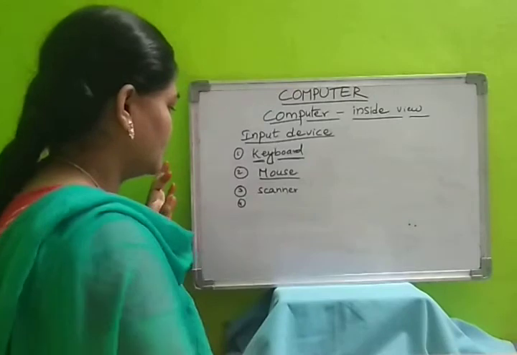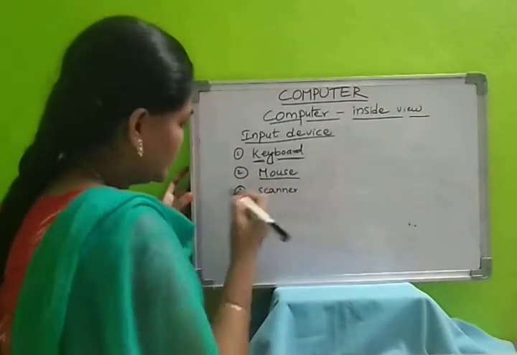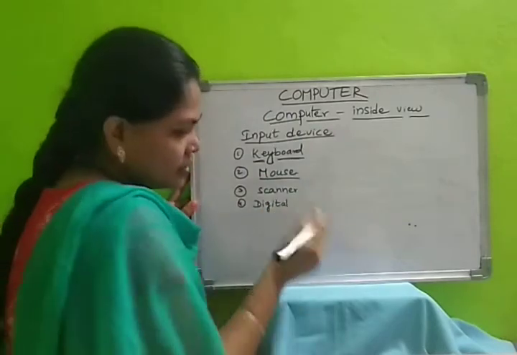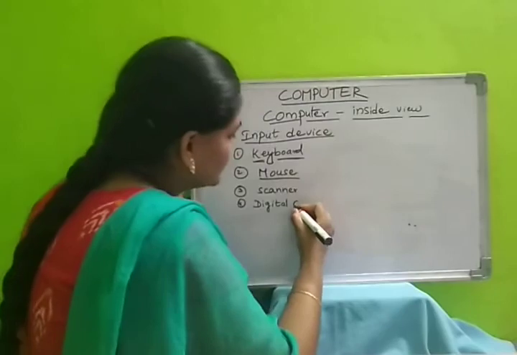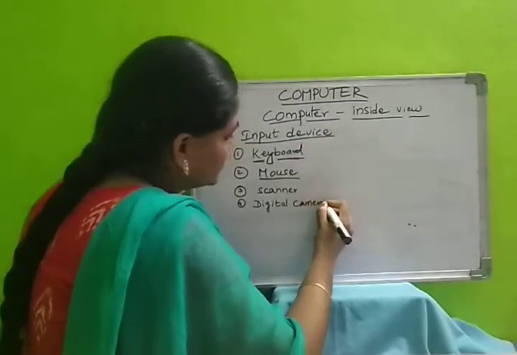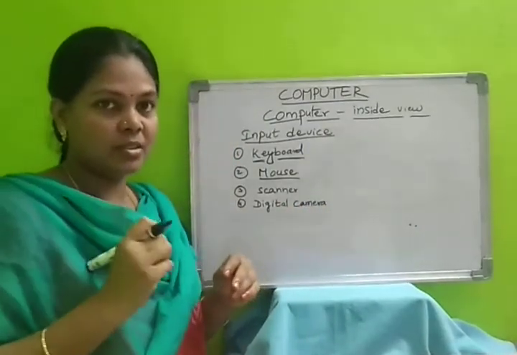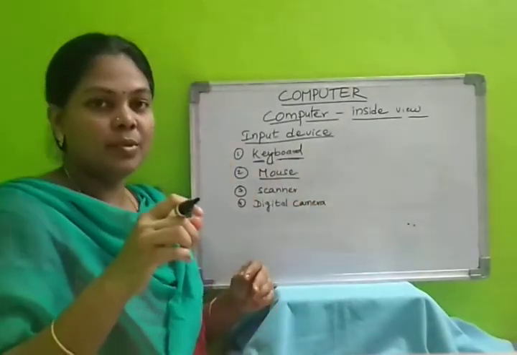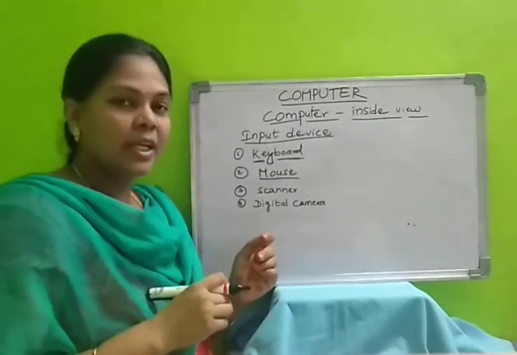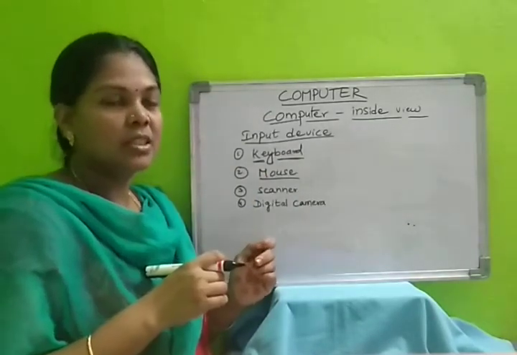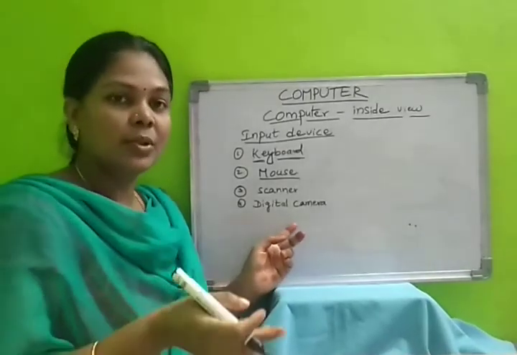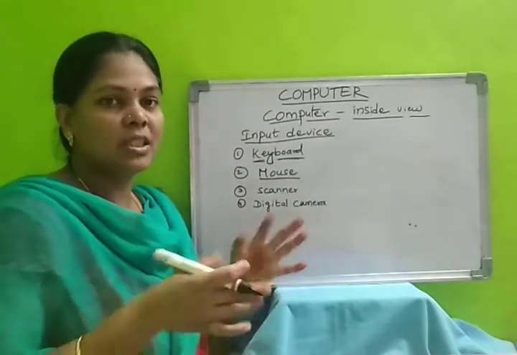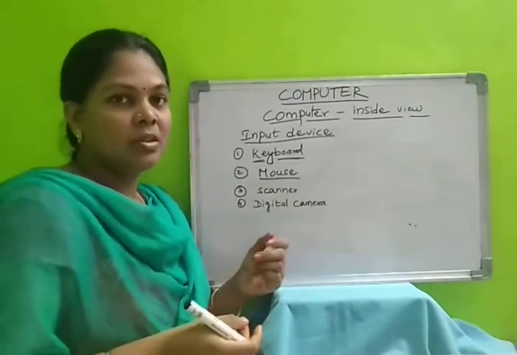The fourth one is, after scanner we have digital camera. Digital camera. So camera we all know. We will take pictures, isn't it? So we will take pictures and we will get one cable. For phone also we will get that cable with a charger, isn't it? That cable will connect it to the computer and we copy these photographs into the computer. Later we can save it or we can send it to other persons.